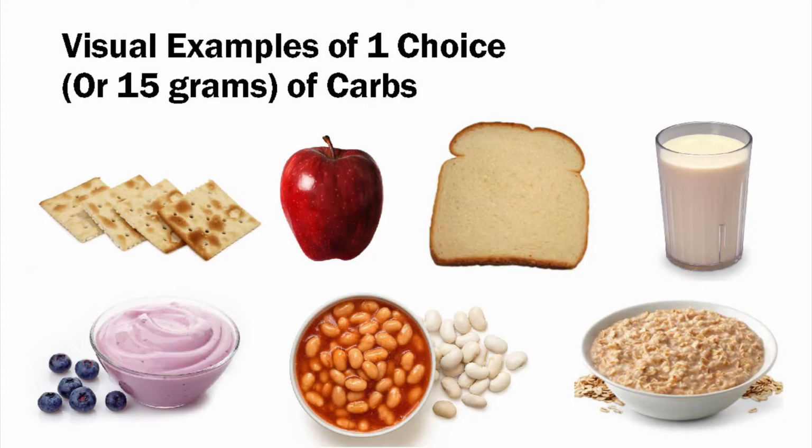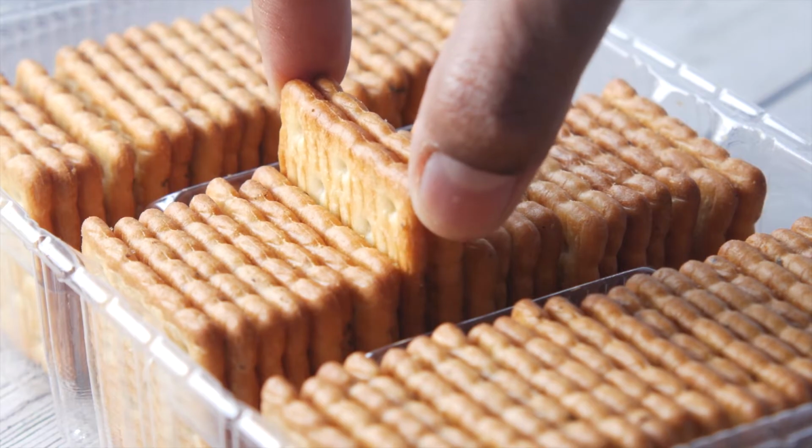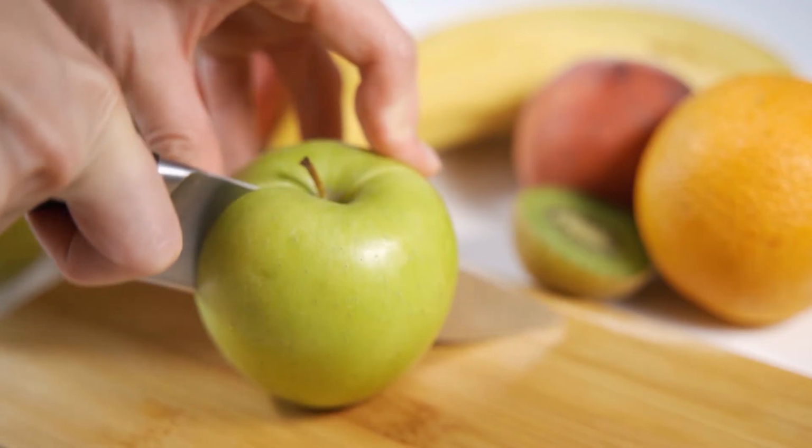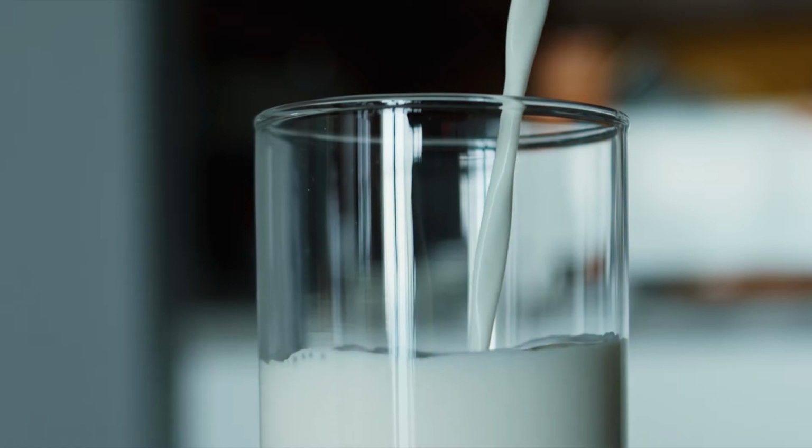So here are some visual examples of what these standard serving sizes look like. We have 4 crackers, 1 slice of bread, a small apple, or a cup of milk.